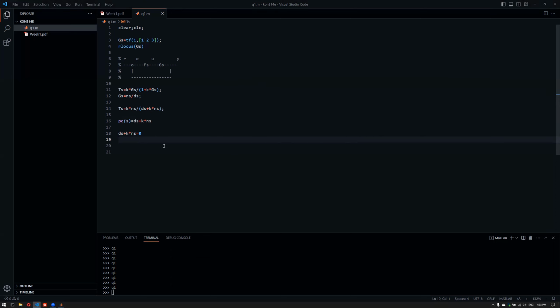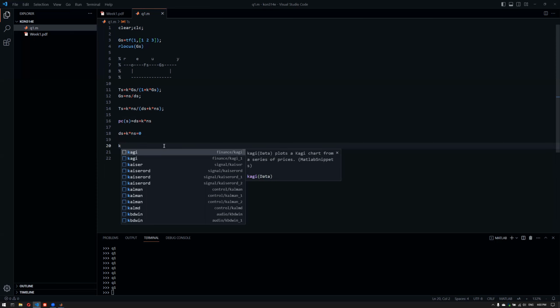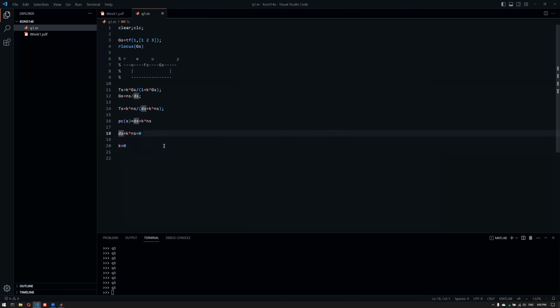And I can show you that, for example, when we take k equals 0, this will reduce down to 0 times ns plus ds equals 0. This term vanishes, and you get ds equals 0, where ds was the denominator of the open loop system. So it means that these are the open loop poles. If I solve it, then I will get the open loop poles like this.